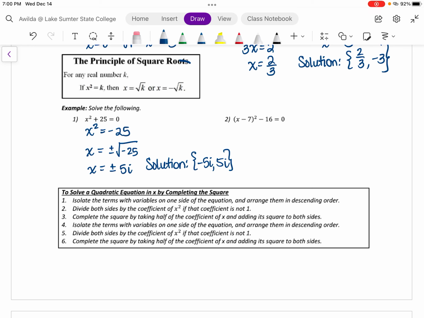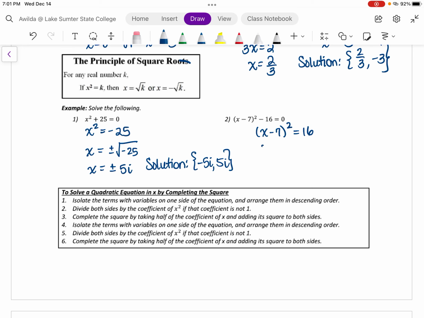In the second example, we have x minus 7 quantity squared minus 16 is equal to 0. It looks like we already have the left-hand side factored, but we really don't, because we have a little bit of distributing and collecting of like terms that would have to happen first. However, I can add 16 to both sides to write this as x minus 7 quantity squared is equal to positive 16. Here, 16 is acting like k, and x minus 7 is a unit that is being squared, so I can apply this principle of square roots.